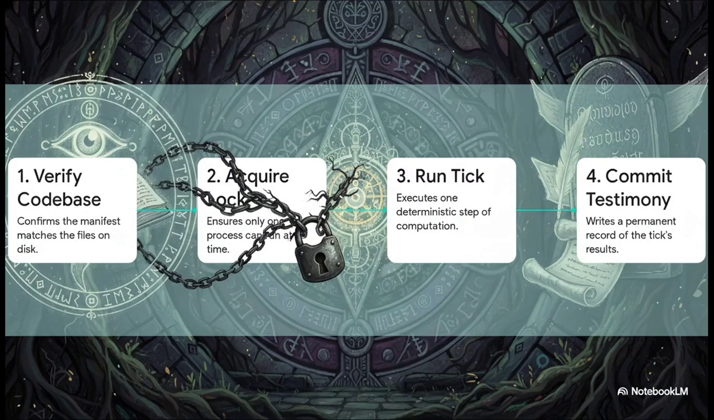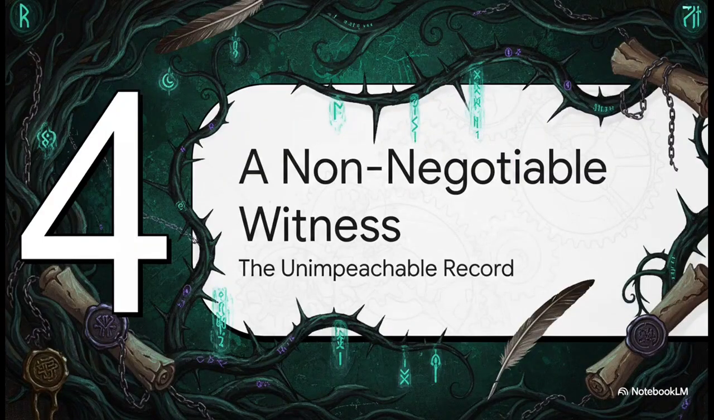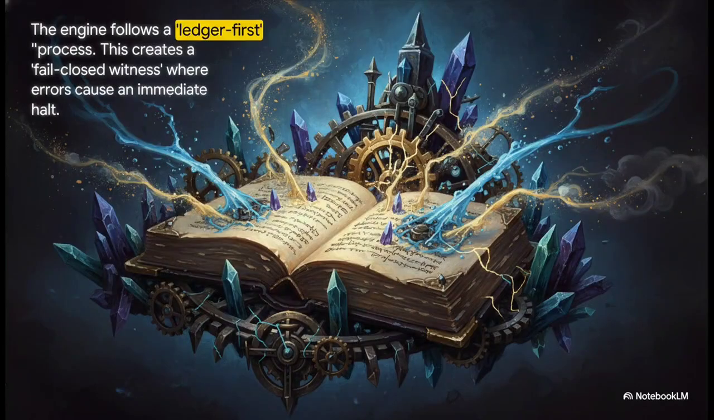And 4. Commit the testimony, writing that permanent, unchangeable record of what it just did. Which brings us to the final, and maybe the most powerful piece of this entire puzzle, the output. How does the engine create a record so perfect that you can call it a non-negotiable witness? The philosophy is ledger first. This means writing the log isn't just something the program does at the end. Writing the log is the main event, and the system is fail-closed.